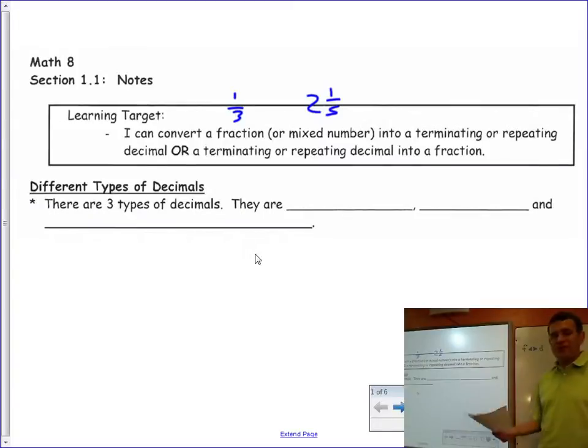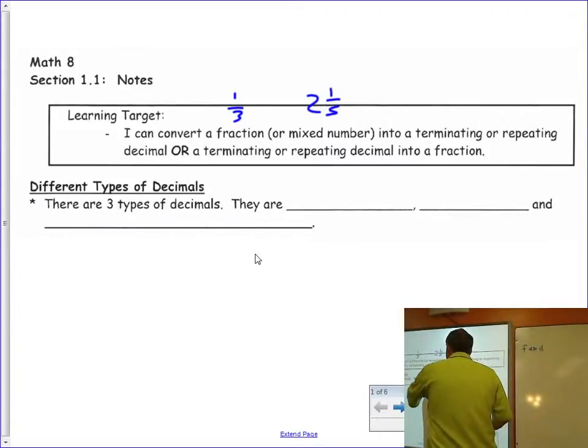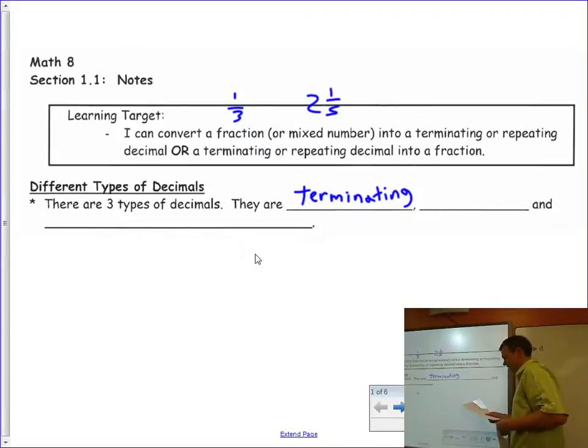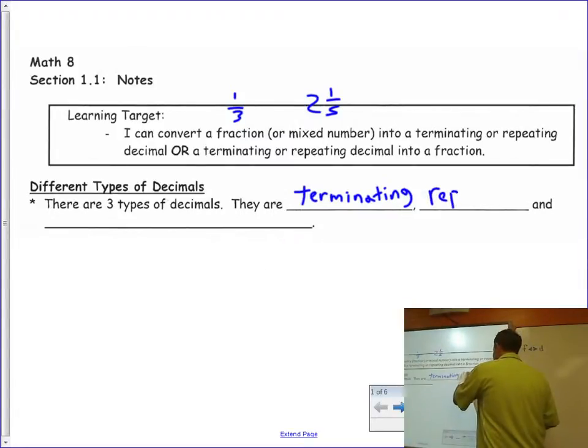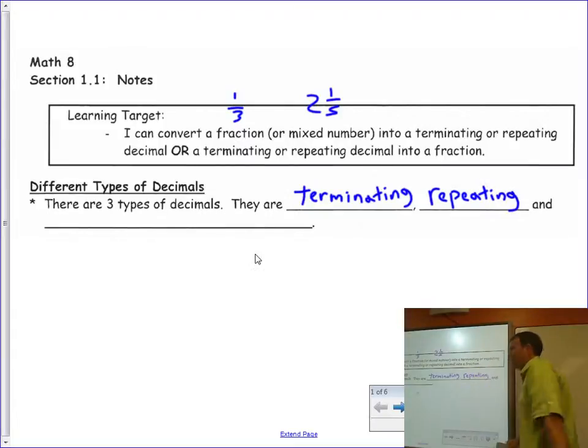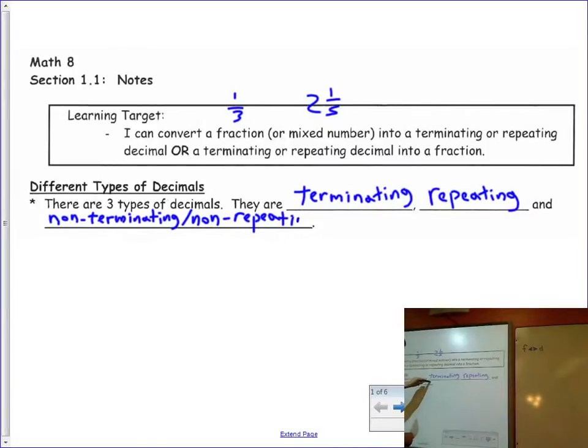Not everybody knows that there are 3 different types of decimals. They are terminating decimals, repeating decimals, and the ever popular non-terminating, non-repeating decimal. Those are the 3 types of decimals, and we're going to look at each one and how they convert or don't convert into a fraction or back and forth.